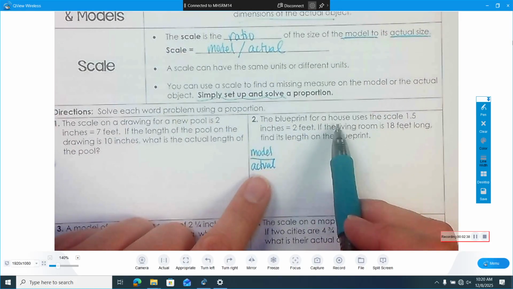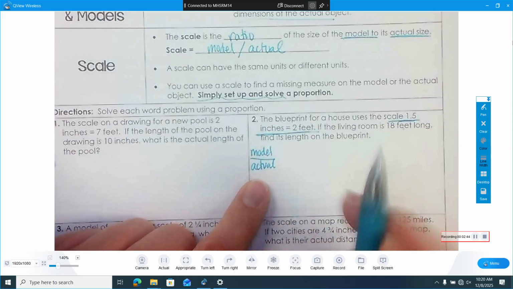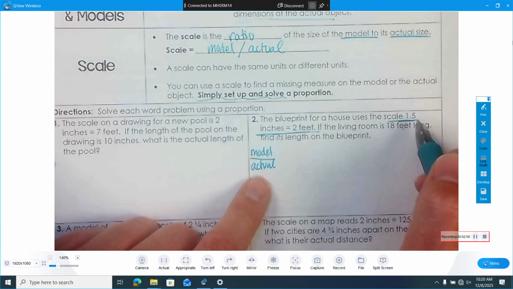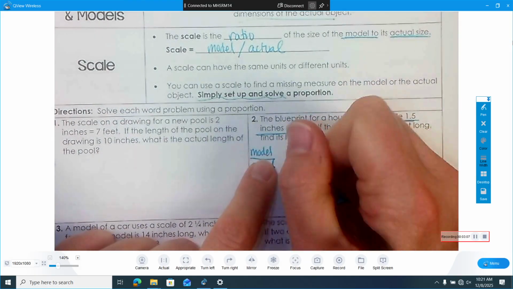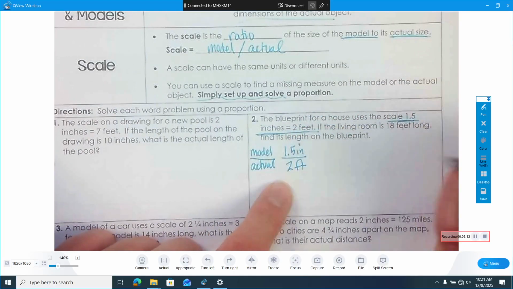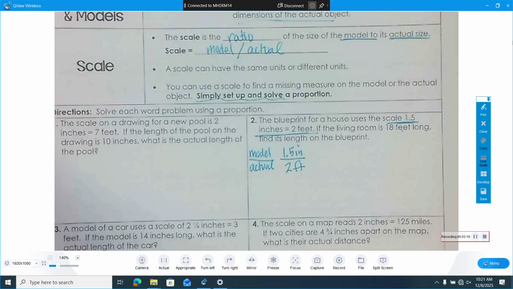The blueprint for a house uses the scale 1.5 inches equals 2 feet. That's a really nice little ratio they just gave us, where the actual blueprint drawing, so those are the big blueprint pages, you know what those look like? Have you seen those before? Or images of them in movies or whatever, right? So they've got those big pages that you got to roll up. Those are blueprints, right? They're pretty big. And so those blueprints use a scale of 1.5 inches is equal to 2 feet. And so the actual house, that single unit represents 2.5 feet.